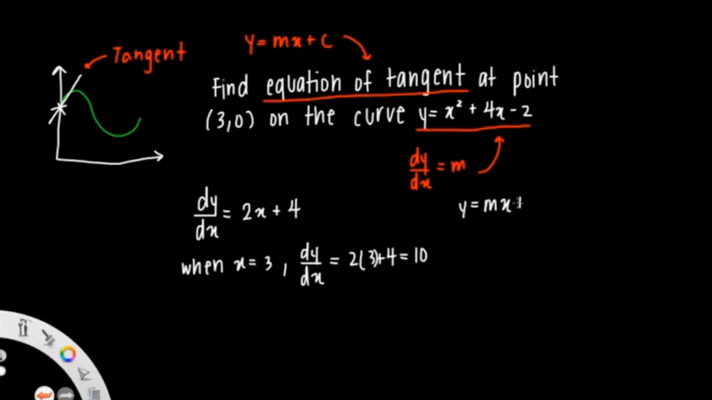So now we know that y equals mx plus c is what we're trying to find. We have y, we have m, and we have x. The only thing we don't have is c. So by substituting all our values in, we can find c. C would be negative 30. So now since we have all our variables, we can just write it down. So y equals 10x minus 30, and that is the equation of the tangent.